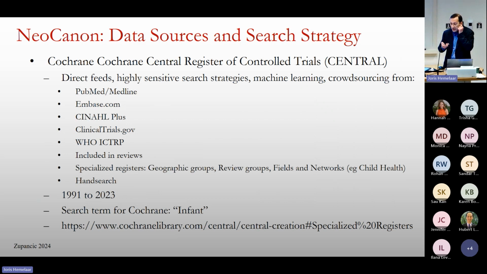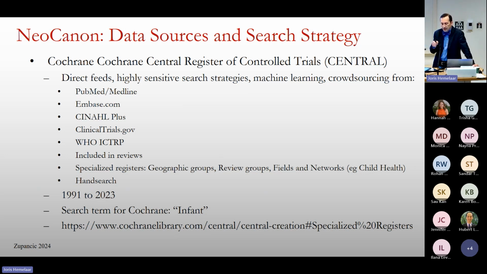We relied initially on Cochrane Central, which, as I said, is highly sensitive. It uses a number of different approaches to pull information from PubMed, Embase, CINAHL, some registration sites like ClinicalTrials.gov and ICTRP, any studies that have been included in reviews, specialized registers from, for example, the neonatology review group or from the geographic review groups, and networks like Child Health, anything that they've collected through their own means, and then from hand searching. And we looked at basically all trials.